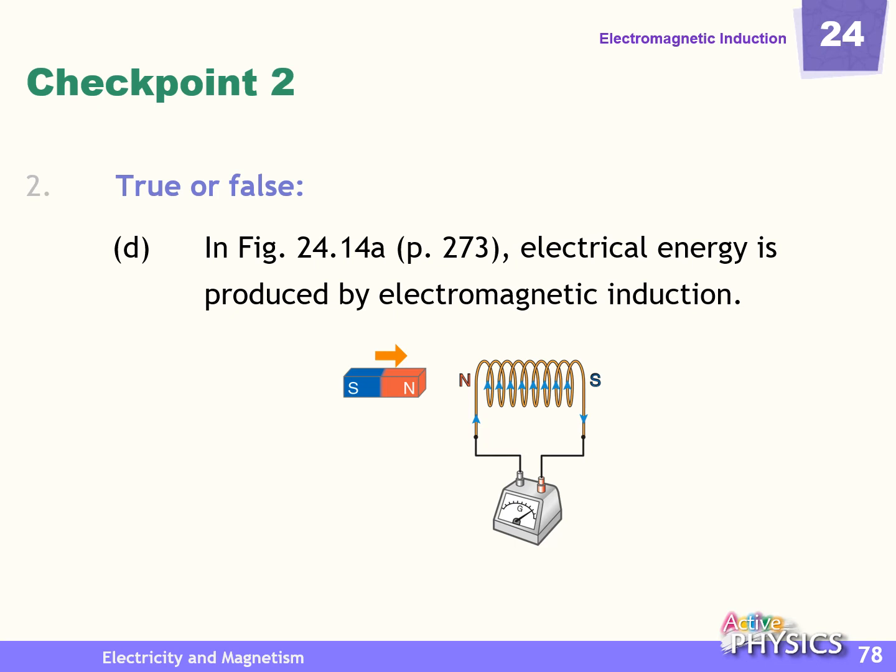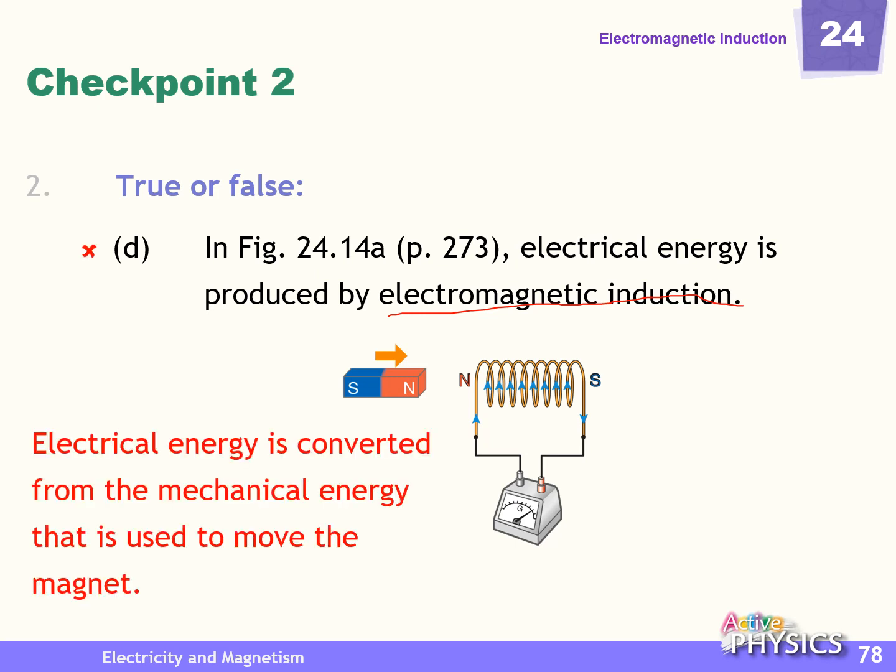So electrical energy is produced by electromagnetic induction. Wrong. Electrical energy is converted from the mechanical energy that is used to move the magnet. Okay, so the kinetic energy is converted into electrical energy, but not created from nothing.